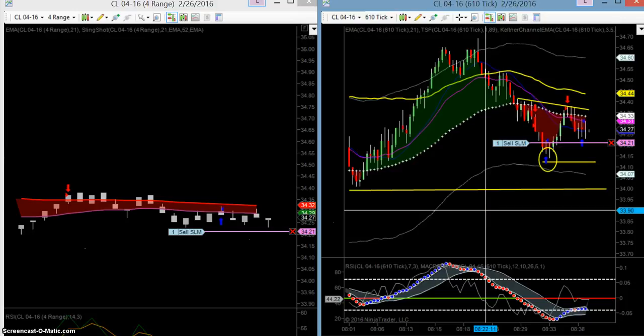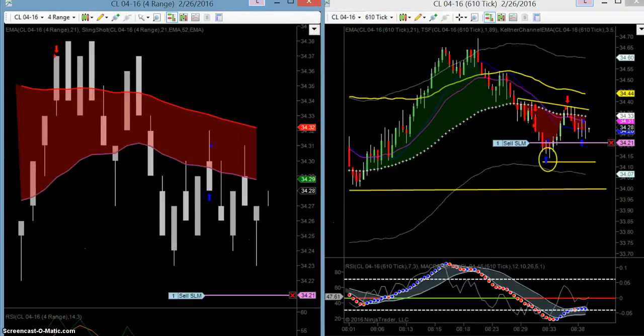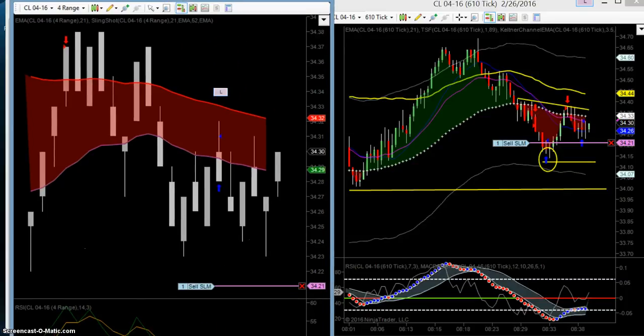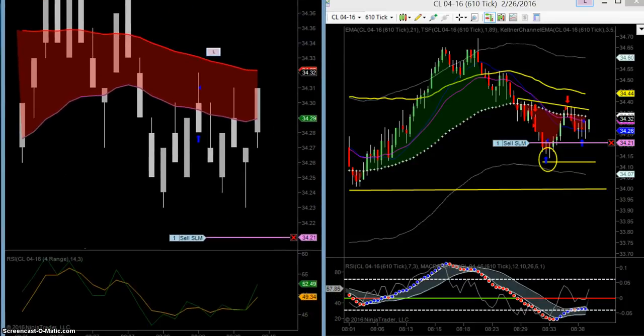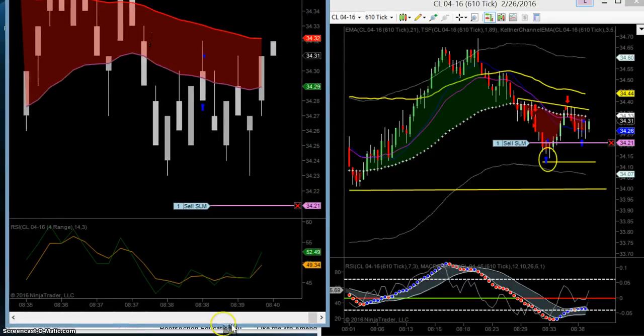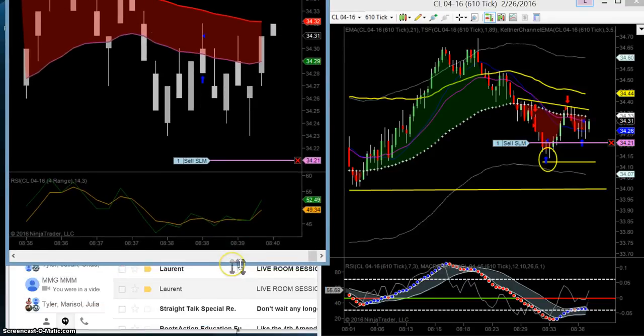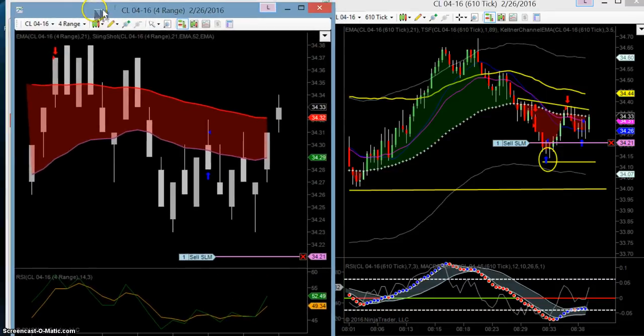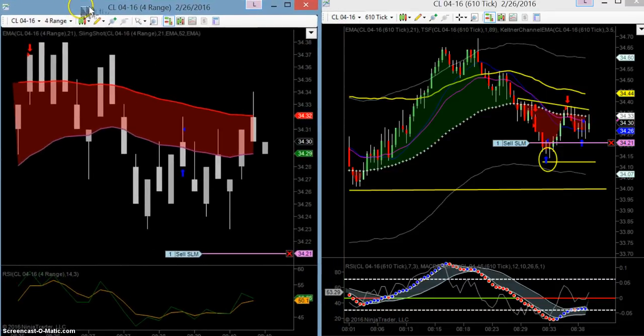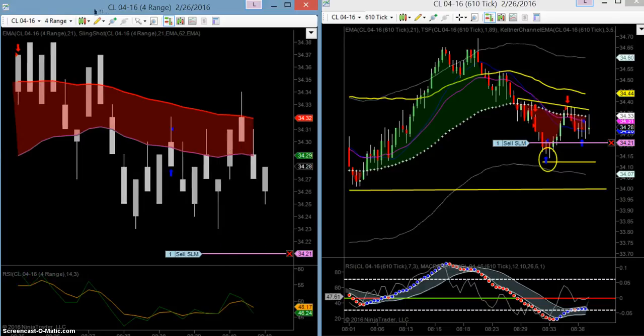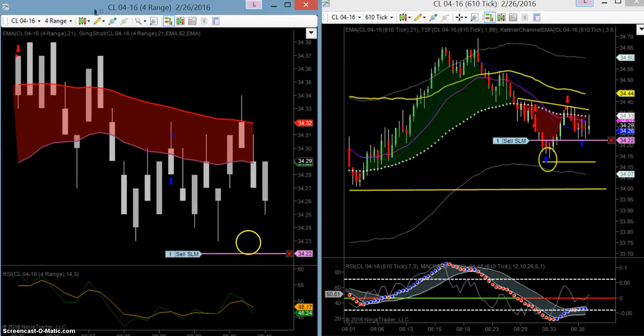So I'm just going to wait and see if it can touch my area. I'm going to shrink this chart down a little bit in size so we can see more of it. And looks like it did not come to my price.